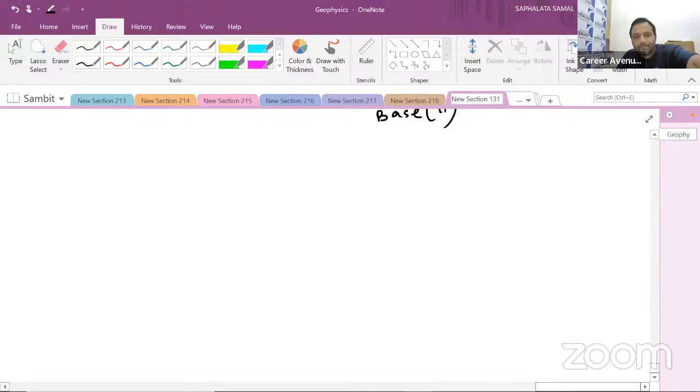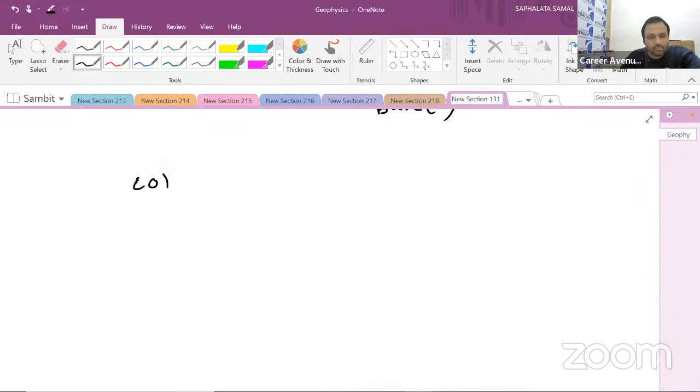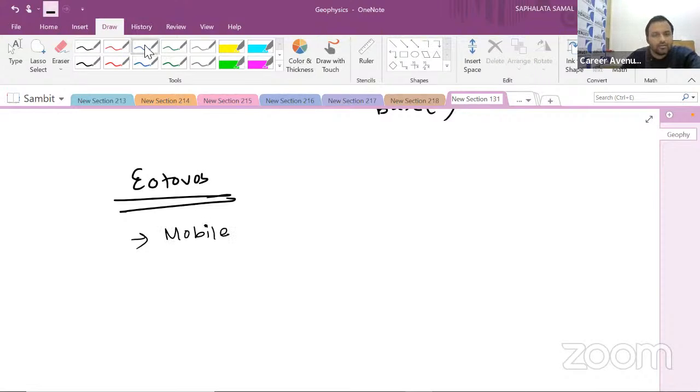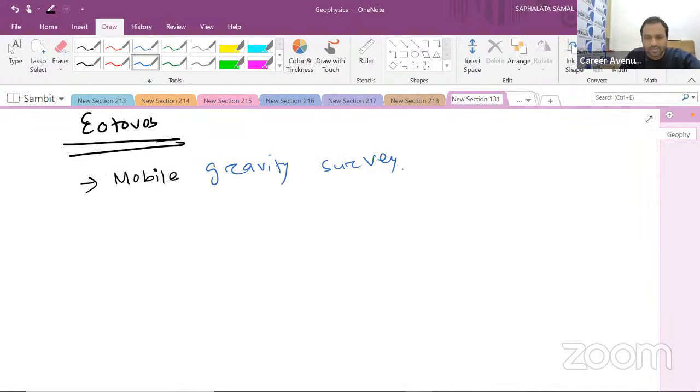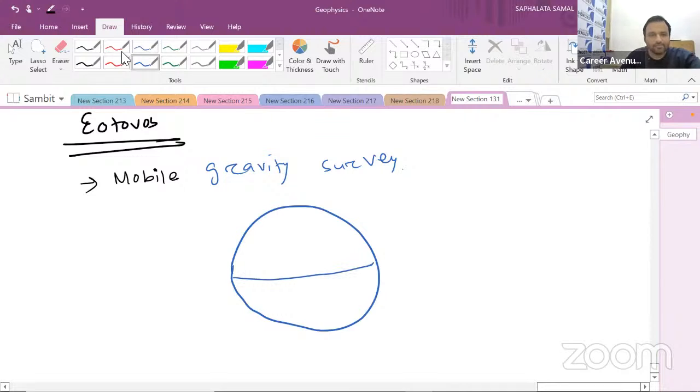Similarly, we have the Eötvös correction, which is very, very important. The Eötvös correction is commonly used in mobile gravity survey. When the gravity is surveyed in a mobile platform. For example, if you are on the Earth surface, you are doing the gravity survey. Let's say we have the Earth like this. This is the equator, for example.